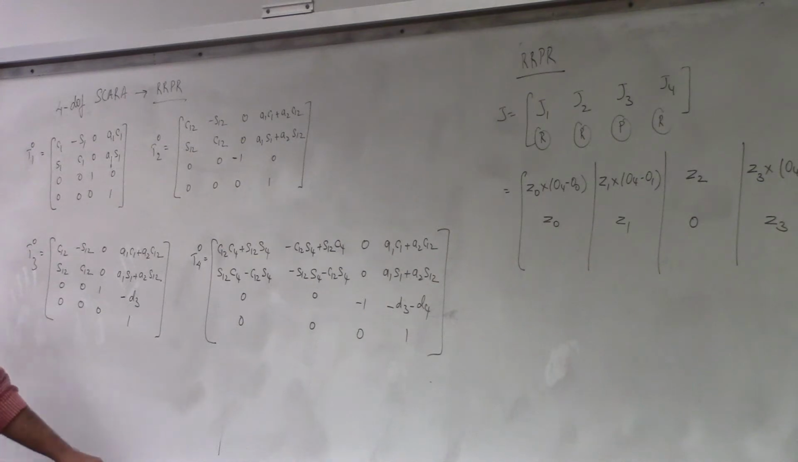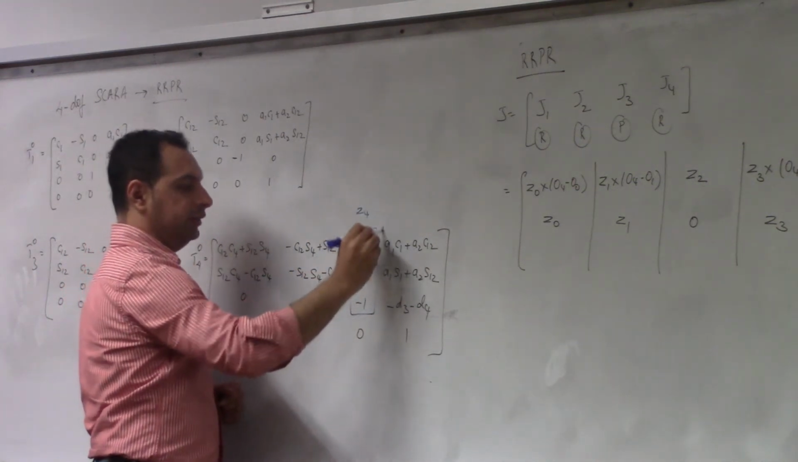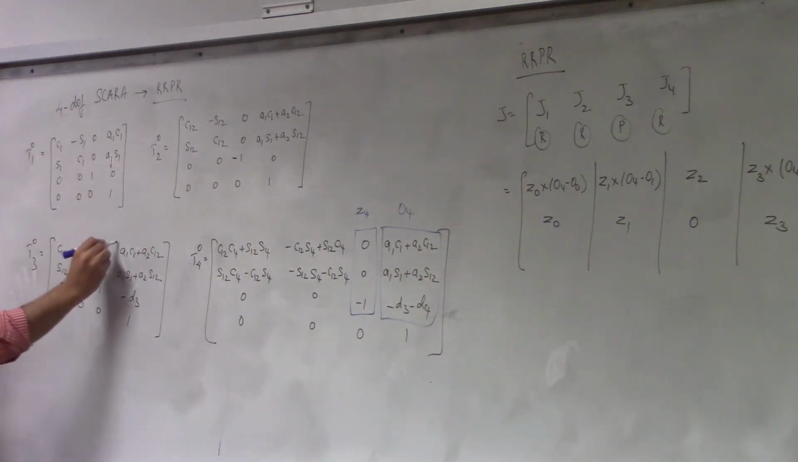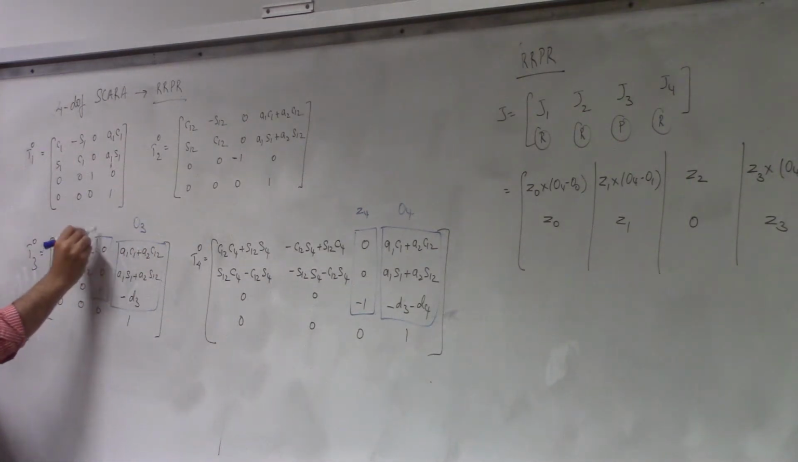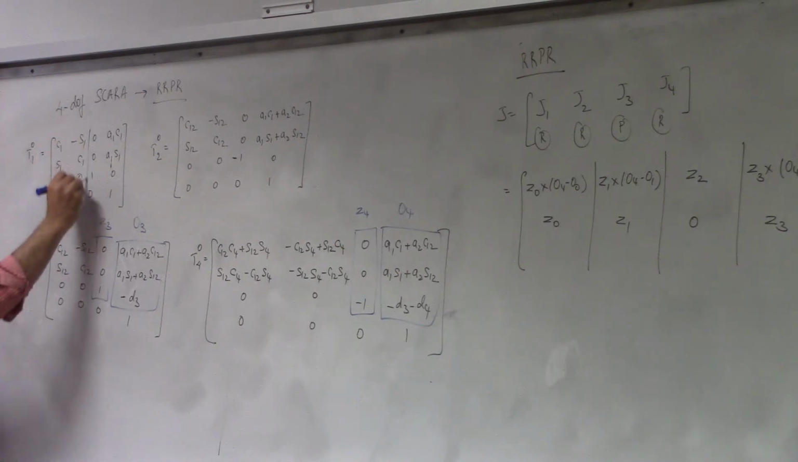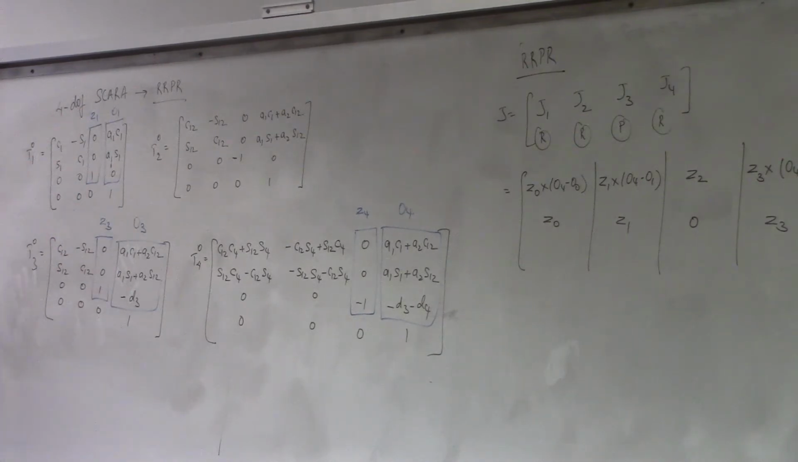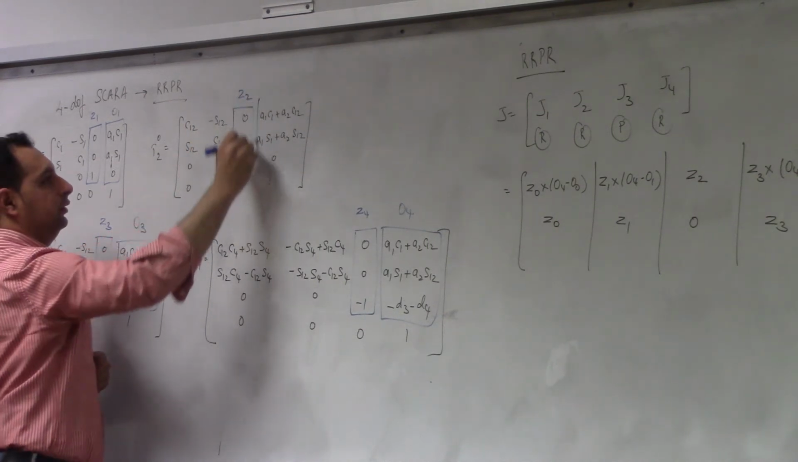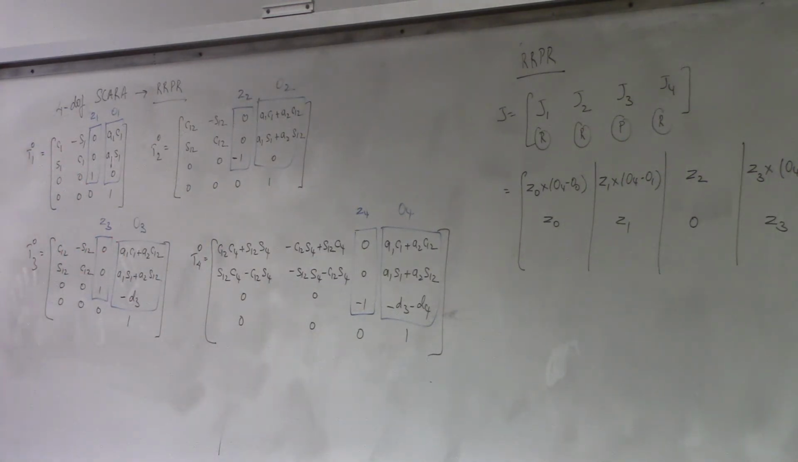So this will be here. From here you can tell that this is Z4. You're not going to use Z4 anyways. This is O4. This is O3. Z3. Z1. O1. This will be Z2. Okay.